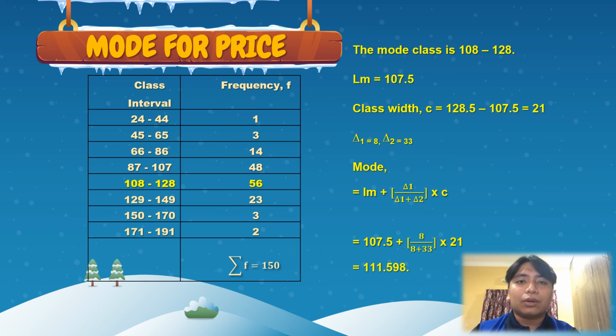The third is to calculate the mode for the price. In this part, we have class interval and frequency F. The mode class is 108 until 128. The formula to calculate the mode for price is 107.5 plus in bracket 8 divided with 8 plus 33 multiply 21, and the answer we will get is 111.568, and this is the answer for mode for price.